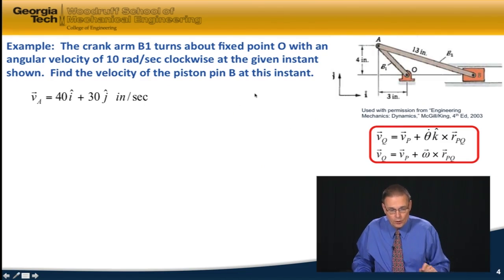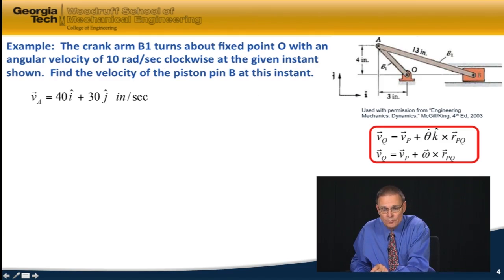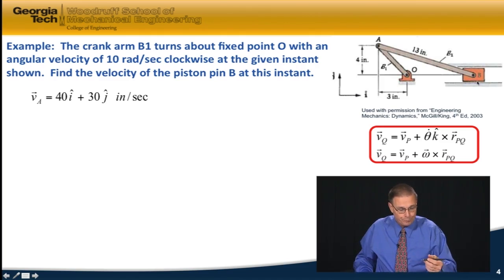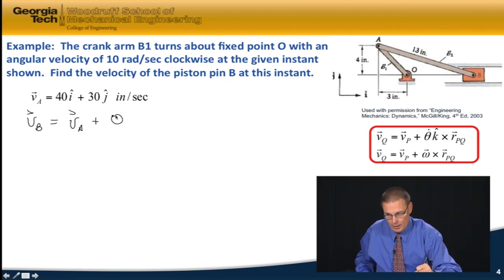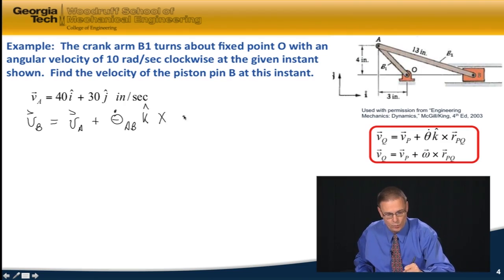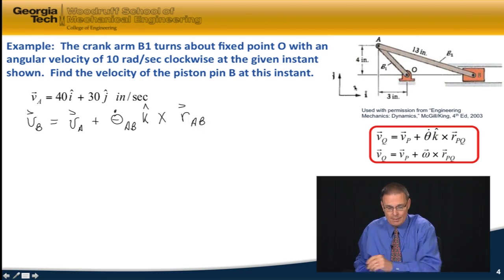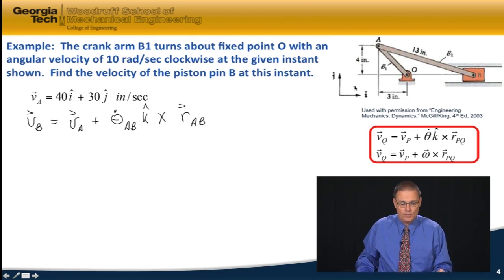And so here's my result so far. Now I'm going to go from what is now known as the velocity of A to velocity B using the body B2. And so now I have the velocity of B is equal to the velocity of A plus theta dot AB in the K direction crossed with R from A to B. And that's just an application of the relative velocity equation.